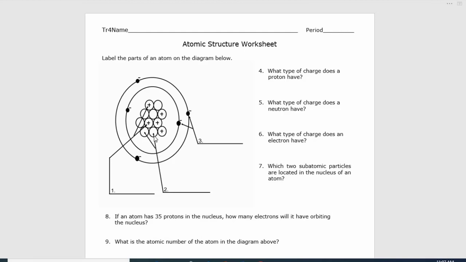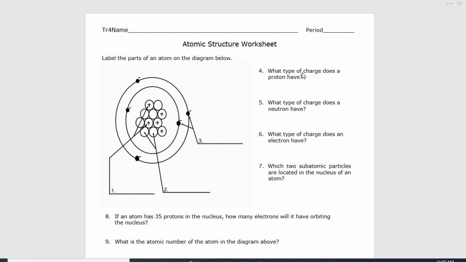And number 2 is pointing to the non-charged particles. So they are the neutrons. Excellent. Number 3 is pointing to the negative charge which revolve around the nucleus, and they are the electrons. Excellent. So number 1 is protons, 2 neutrons, and 3 electrons.